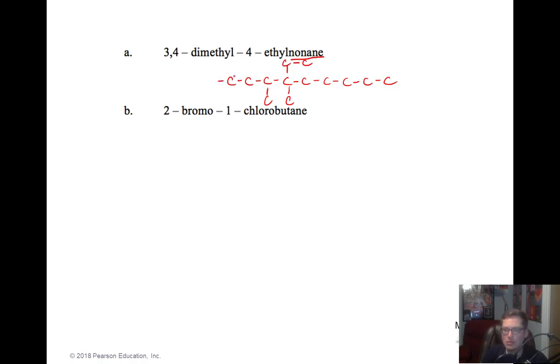Then we could just go through and label in all our hydrogens. Tons of hydrogens. Lots and lots of hydrogens. So this carbon, be careful, would have to have 2 hydrogens. 1 there, 1 there. This one here at the end would have 3 hydrogens. All right, so that would be the structure of 3,4-dimethyl 4-ethyl nonane.